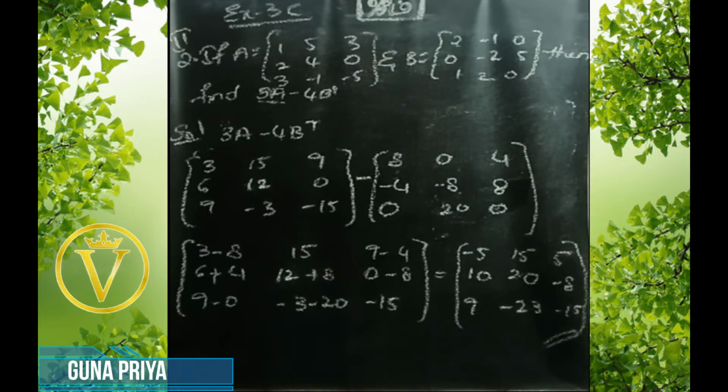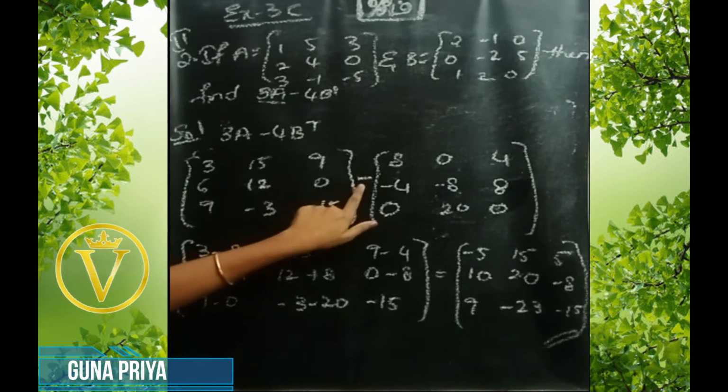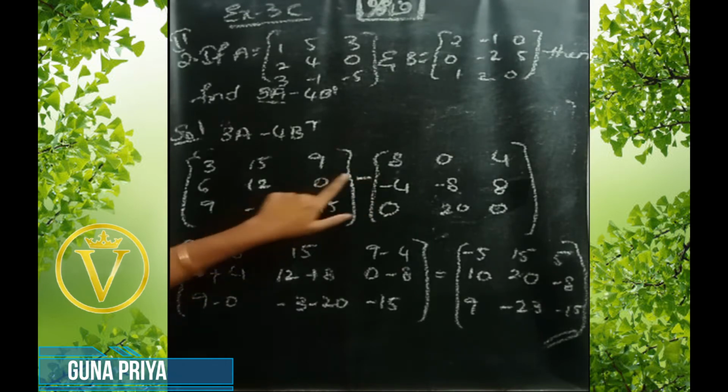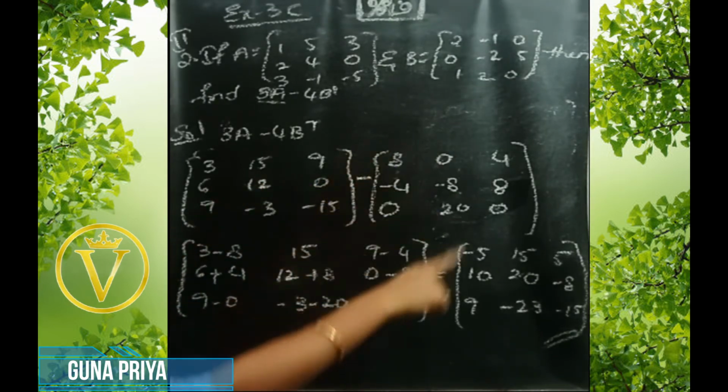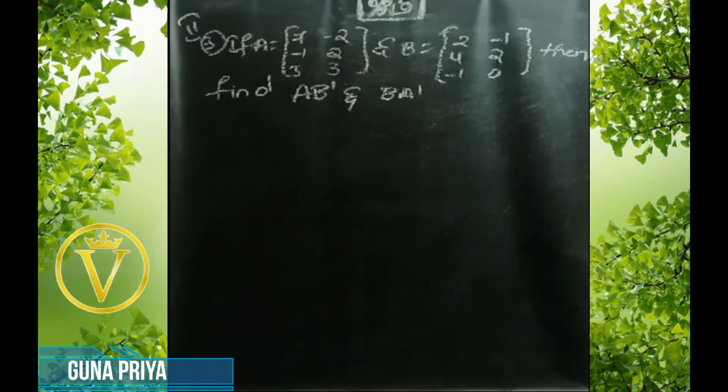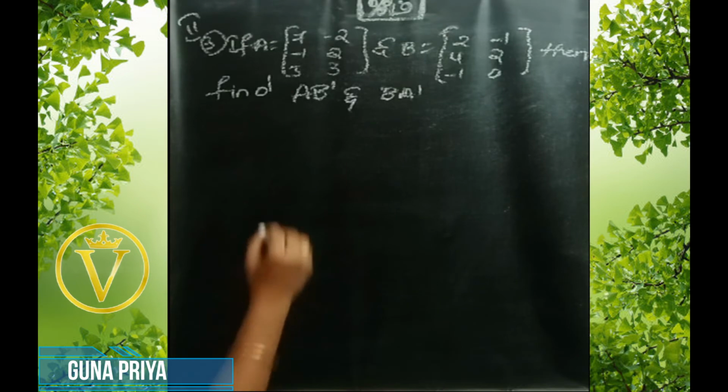Okay, next we'll go for another problem. See here, don't confuse. 3 4s are 12. This is 12. Multiply here. Many students don't use this symbol. You have to multiply this minus for every number. Okay, next we go for another problem. This is our next problem. So here they have given two matrices A, B.